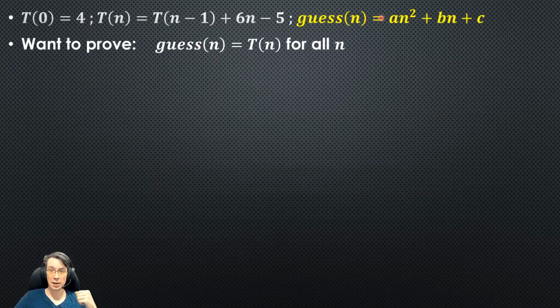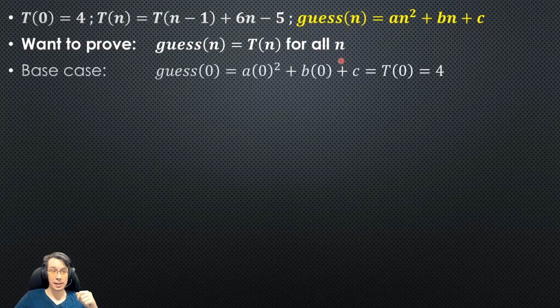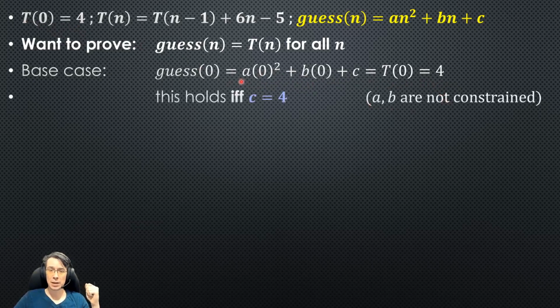So let's try this. Our guess now is going to be an squared plus bn plus c, and we want to prove the same thing. Guess of n is t of n for all n. So let's do our base case. Guess of 0 is going to be a times 0 plus b times 0 plus c. And that should be equal to t of 0, which is 4. So from this we can see c should be equal to 4. And a and b are not constrained by this equation because a times 0 and b times 0 just disappear.